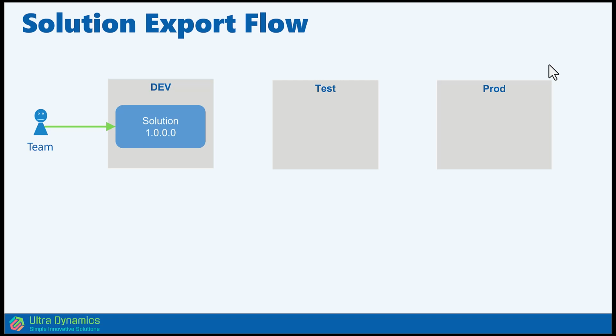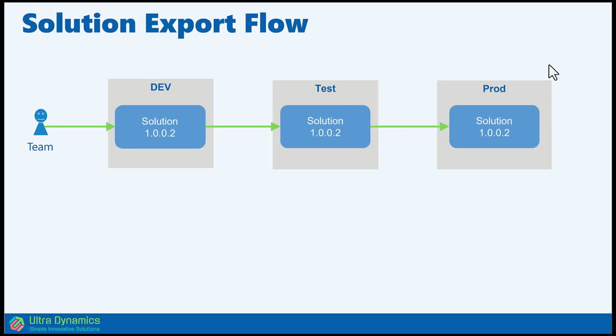Let's assume that we start with version 1.0.0.0 on dev. Team makes some changes to the solution. Once we are ready to promote into test, we increase the build version, export the solution, and then import into test. This solution will go through a number of iterations before it is ready for production. Once the team is happy with it, let's assume version 1.0.0.2, we import the solution into production. Now the team can start to work on the next release.